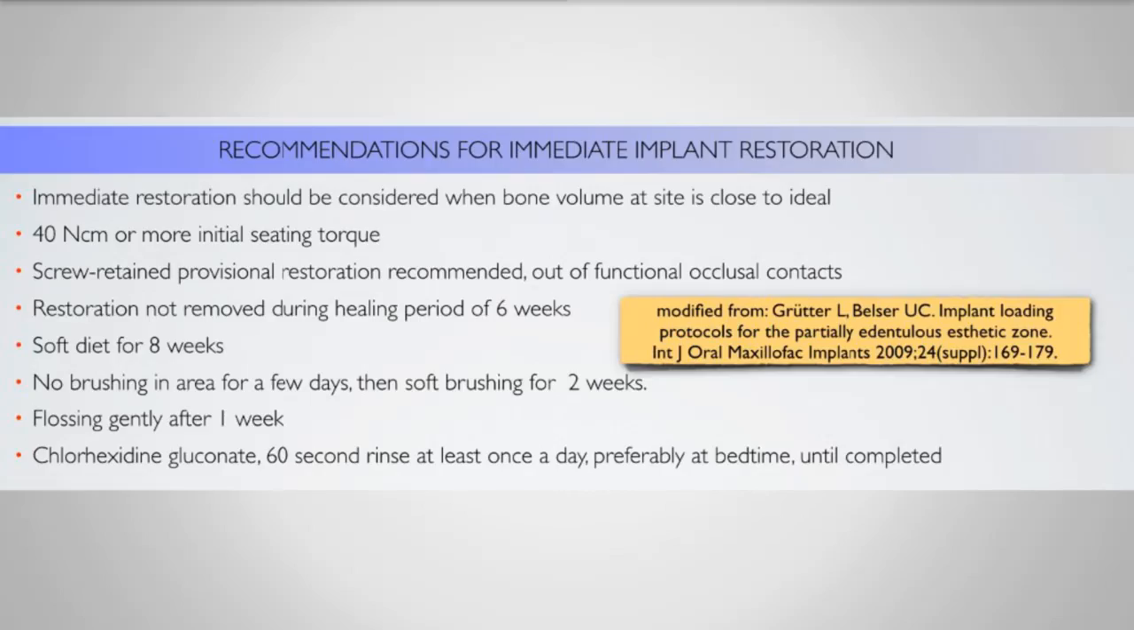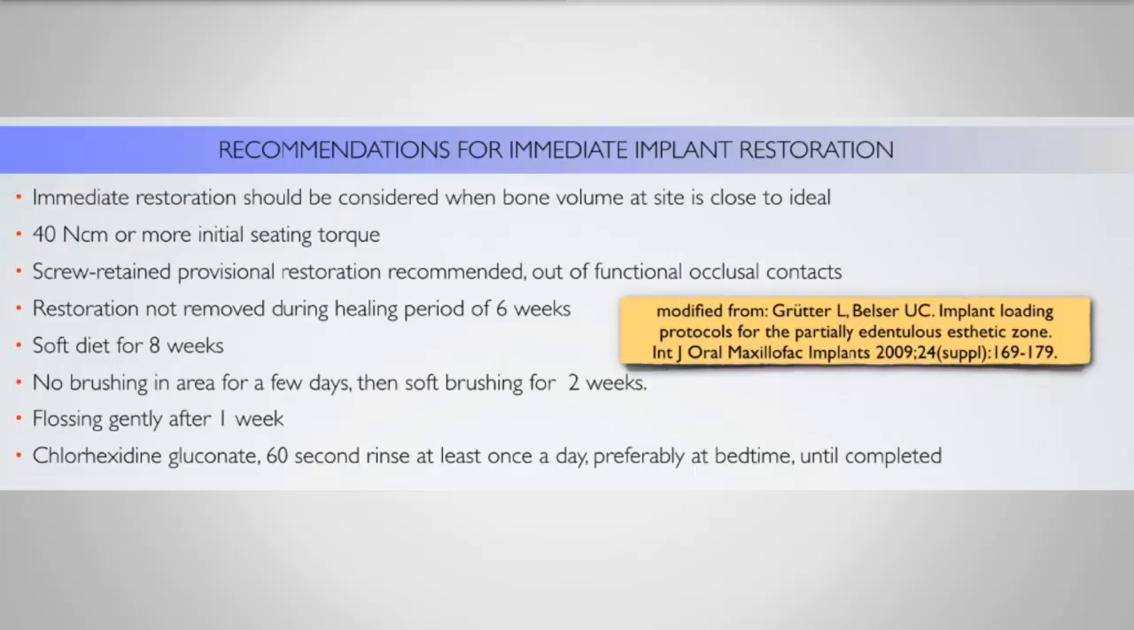Now, there's some rules to follow, though, if you're going to place an immediate restoration. And I modified these from a review from Gruder and Erzbelzer. First of all, you want to have a relatively ideal bone volume where you don't have to do a lot of grafting and where you can get good initial stability. They recommend 40 Newton centimeters or more of initial seating torque. I've gotten to where I'm happy with 30. We've restored many restorations with a minimum of 30 Newton centimeters, and the success rate seems to be the same.